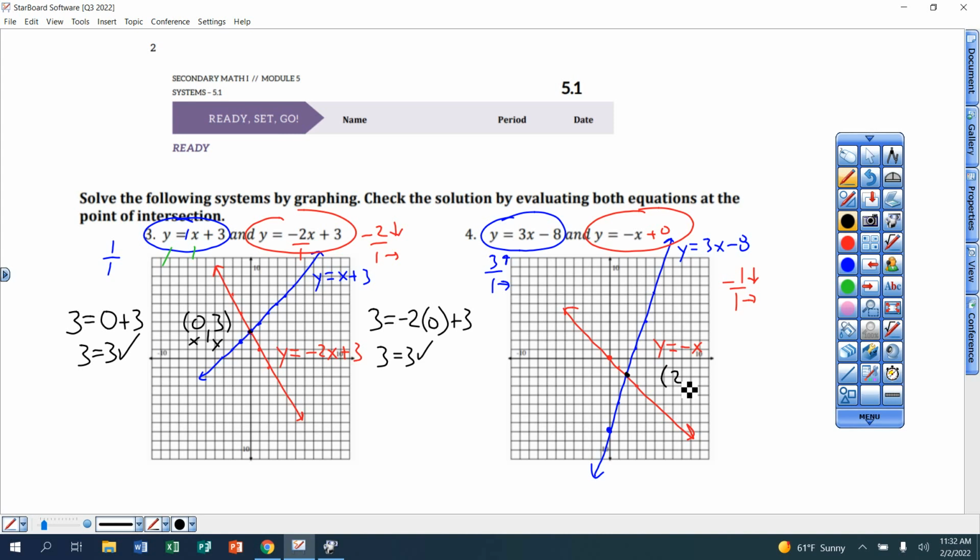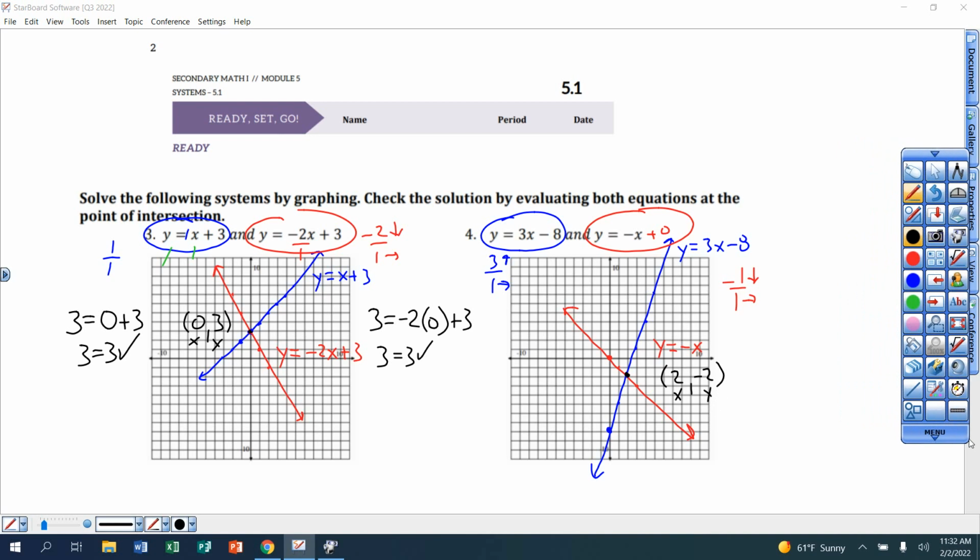That is the coordinate 2 for x positive, down 2 for y. So I'm going to plug that x and y number into both equations, the blue and the red. I'll do the blue one first. So negative 2, where that y used to be, I'm going to times 3 by 2 where that x is, and see if that gives me 2 equal numbers. Negative 2 equals 6 minus 8. That is a true statement. That point satisfied the blue equation.